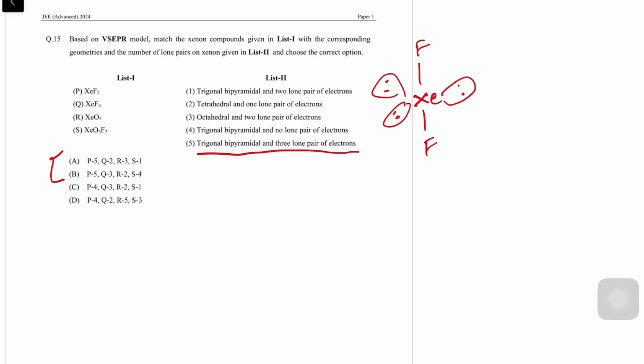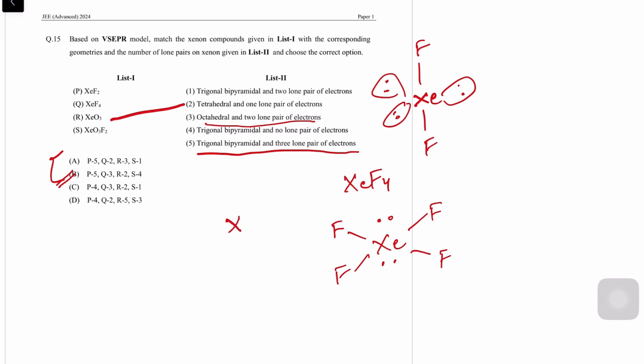Now let us see Q. Q is XeF4. There are 8 valence electrons, 4 are shared with fluorine. So this gives us the configuration, and 4 electrons form lone pairs. So geometry is octahedral, right? And there are 2 lone pairs of electrons. So it matches with 3. Q matches with 3. So option B is the correct answer. But let us see other option also. R matches with 2. Does it?